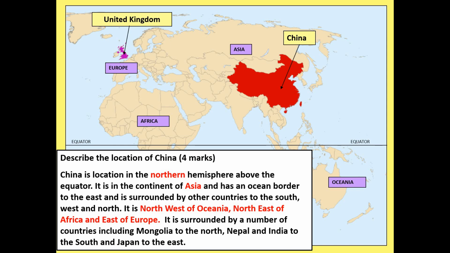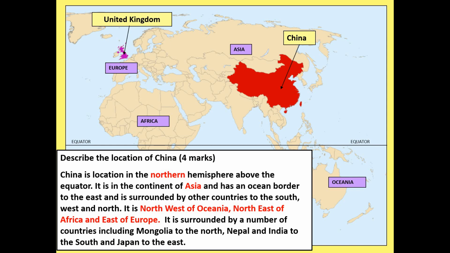Just to recap the question from last time, so you had a 4-mark question which was to describe the location of China. 4 marks available. I would have given you marks for the following things, so it's an opportunity now to go back and mark your work. If you've done it in your book, you can use pen or different coloured pencil to mark it. If it's on computer, same thing, just change the colour of the font, will be absolutely fine.